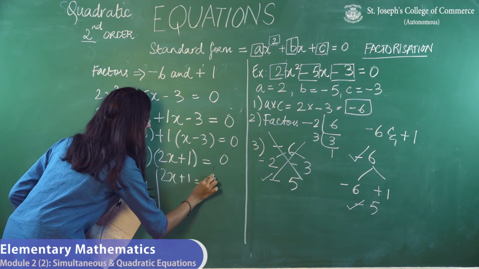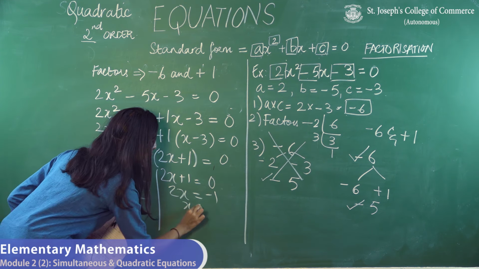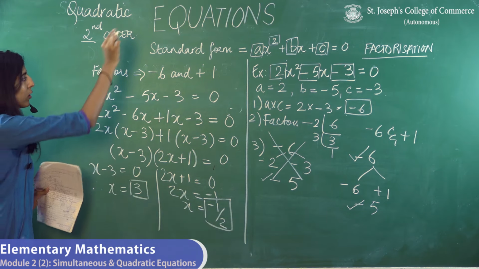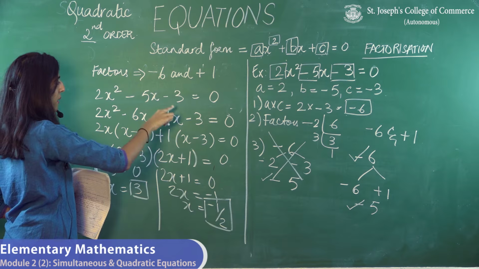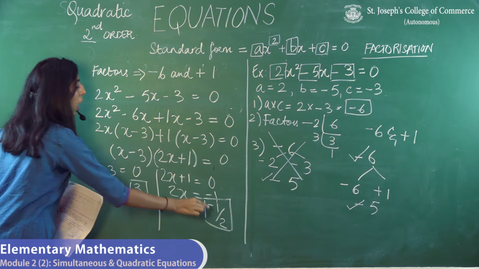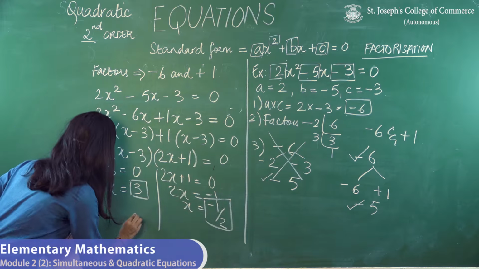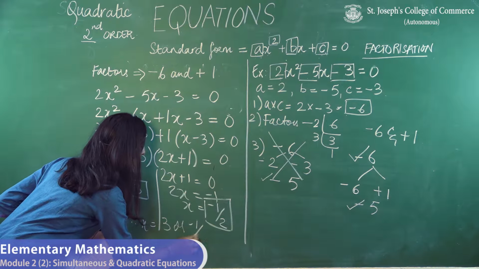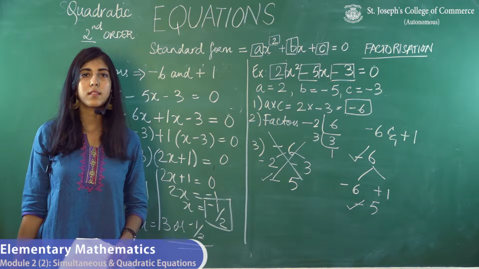2x plus 1 is equal to 0, and 2x is equal to minus 1. Therefore, x is equal to minus half. That means the 2 roots to your quadratic equation 2x square minus 5x minus 3 is equal to 0 are 3 or minus half. That's how you write it. Therefore, you say x is equal to 3 or minus 1 by 2. This is the end of the answer.